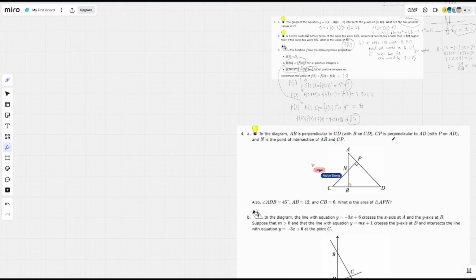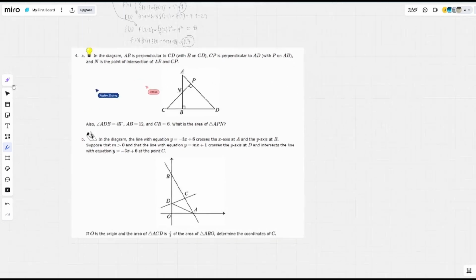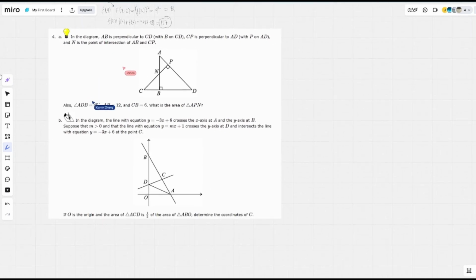Okay, so this is question 4. For part A, in the diagram, AB is perpendicular to CD with B on CD. CP is perpendicular to AD with P on AD, and N is the point of intersection of AB and CP. And you're also given these angles and lengths. So you want to find the area of triangle APN, which is this thing over here.